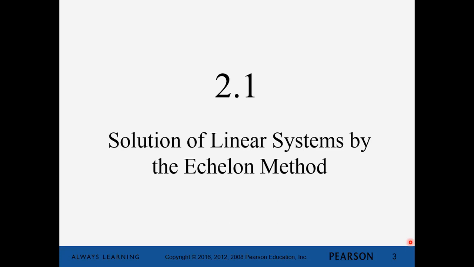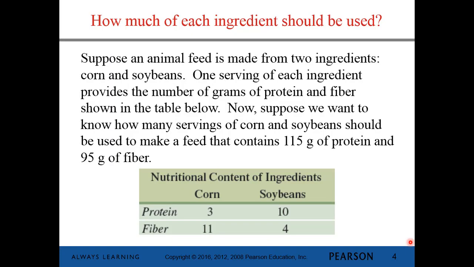Okay, welcome back, class. Today we're going to start 2.1. This is on solutions of linear systems using what's called the Echelon method. We're going to show you how to do this both manually and also with the calculator.